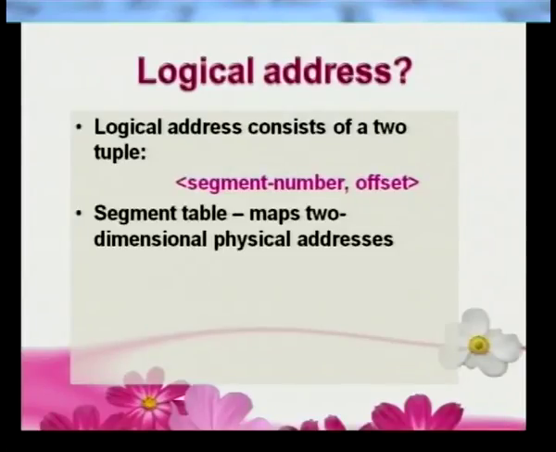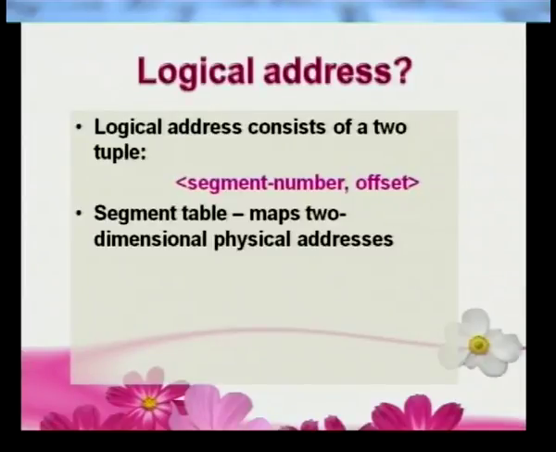Now, what is the definition of logical address in segmentation? In segmentation, again it is similar to the paging scheme. The logical address again consists of 2 tuples. The first tuple is the segment number, which there we referred to as the page number, and the second tuple is as usual referred to as the offset.